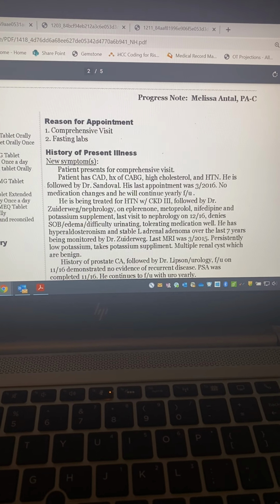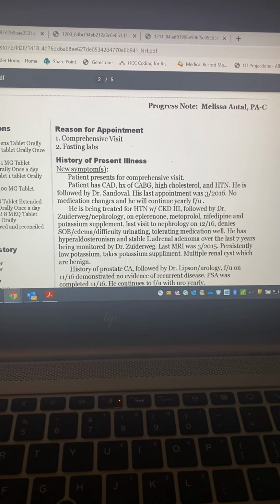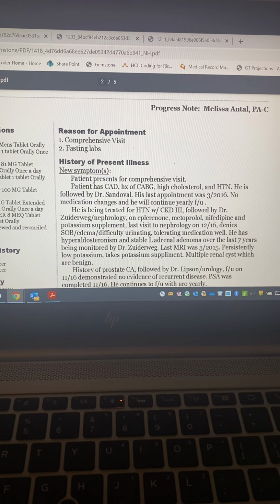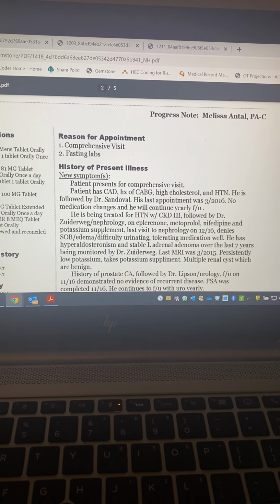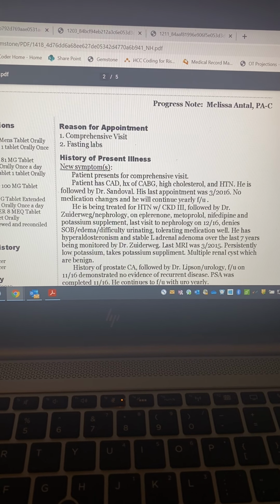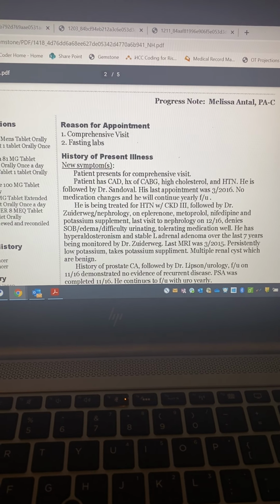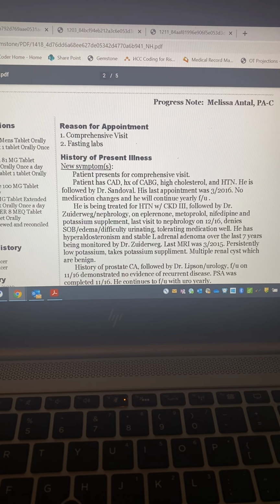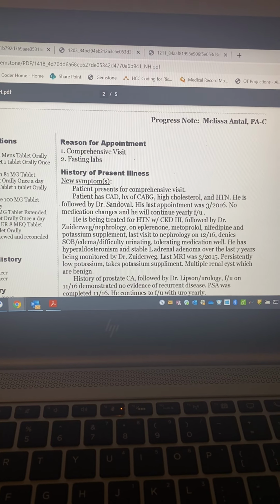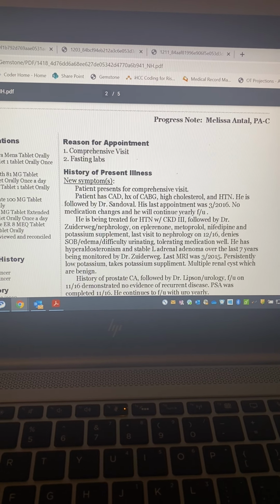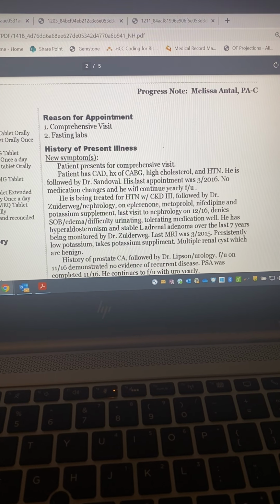So your history of present illnesses, new symptoms, it said patient presents for a comprehensive visit. Patient has CAD, which is coronary artery disease, history of CABG, and that's a bypass graft. A lot of these abbreviations you'll know once you get into coding or once you learn more about medical terminology. That's a great course to take before you get into coding, or as you are taking a coding course. Medical terminology is going to be very good for you to have because you'll automatically see abbreviations like this and know exactly what they mean without having to stop and look them up. That'll take time away from your coding.